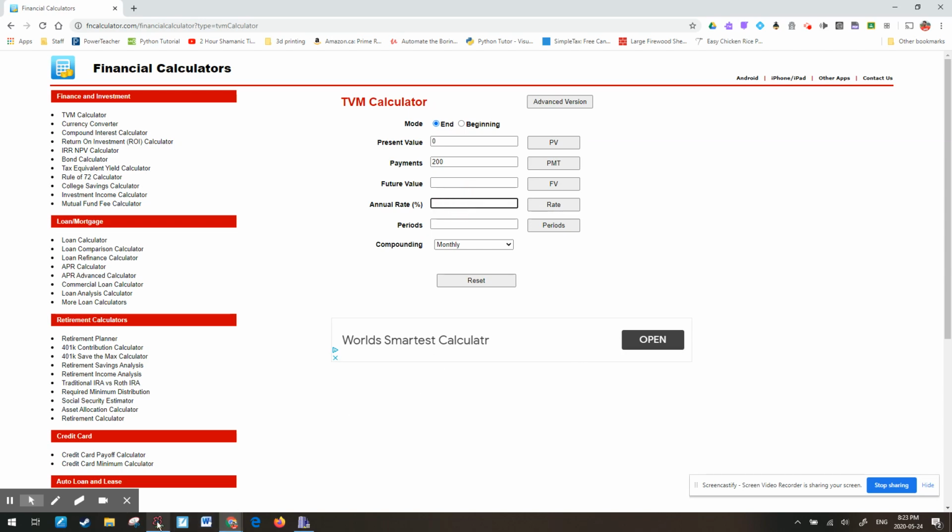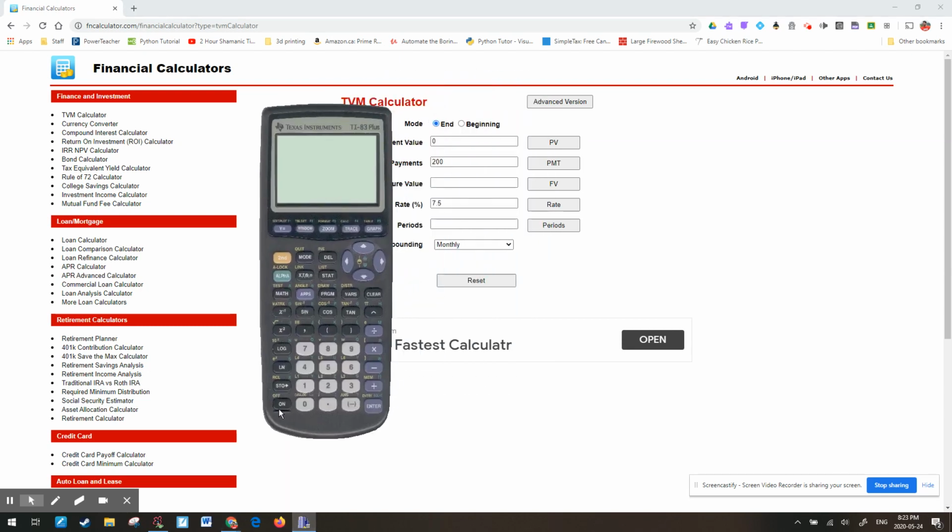So the annual rate as a percentage was 7.5%. So I'm going to put in 7.5. The number of periods. Now, I don't know, I haven't actually played with this all that much. On the TI calculators, you can type in 18 years times 12. So I don't know if I can do 18 times 12 here. Let's check. No, I can't do 18 times 12. So in your head or on a different calculator, you can do 18 times 12. So that's going to be like 216, I think. But let me just check. So 18 times 12. Yeah, there we go, 216.